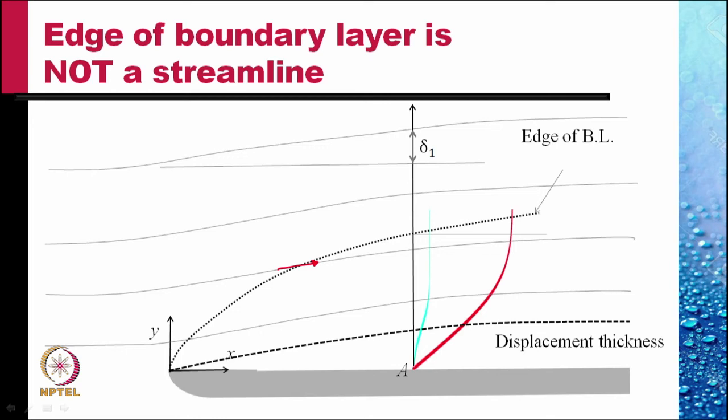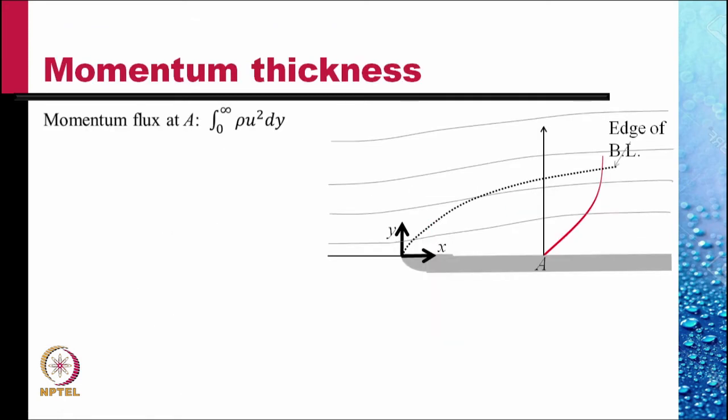But the slope of the edge of the boundary layer is more upwards. That's why the flow is entering the edge of the boundary layer. There is entrapment of fluid within the boundary layer. There is another concept that is used routinely in boundary layer theory, and that is the concept of momentum thickness.